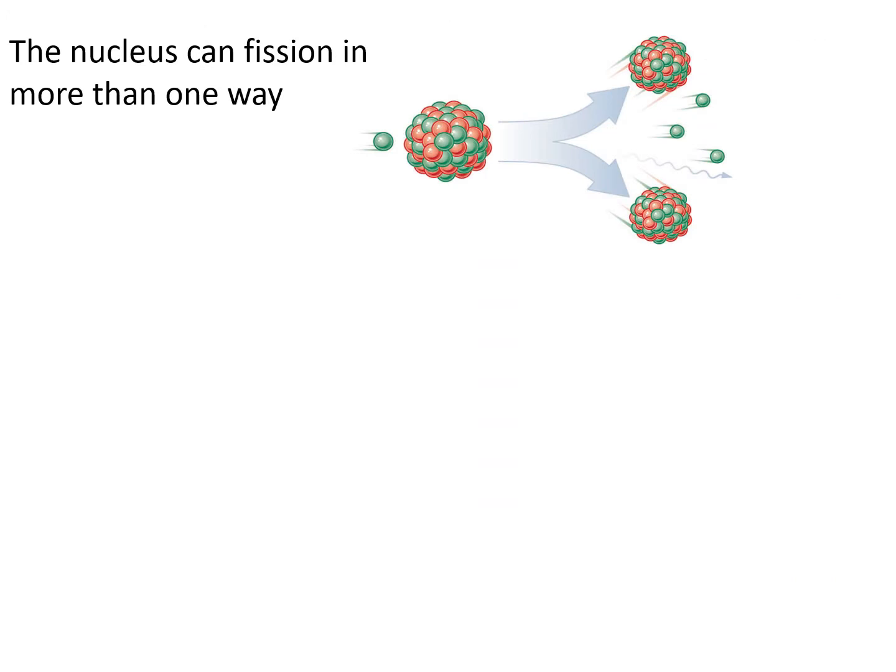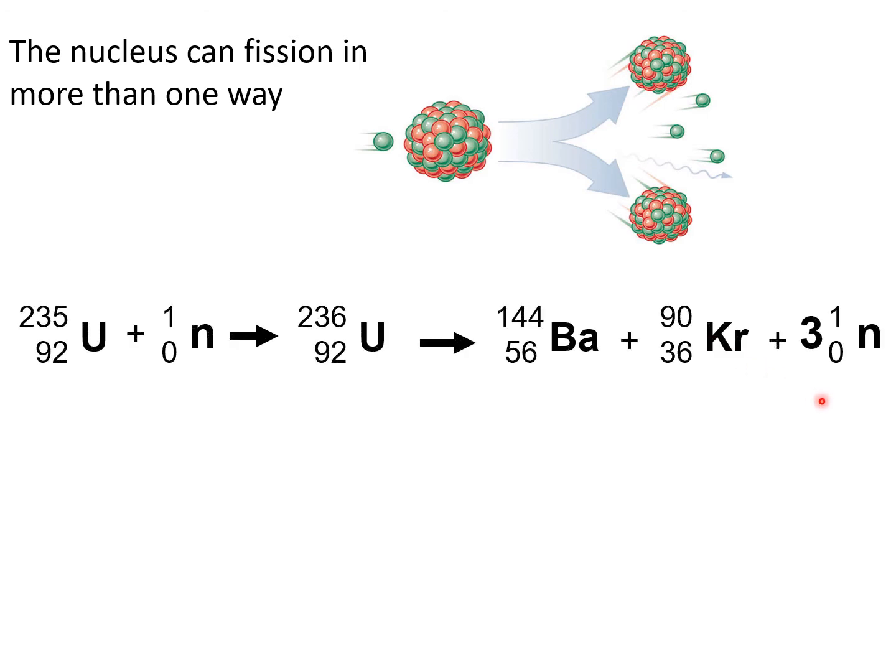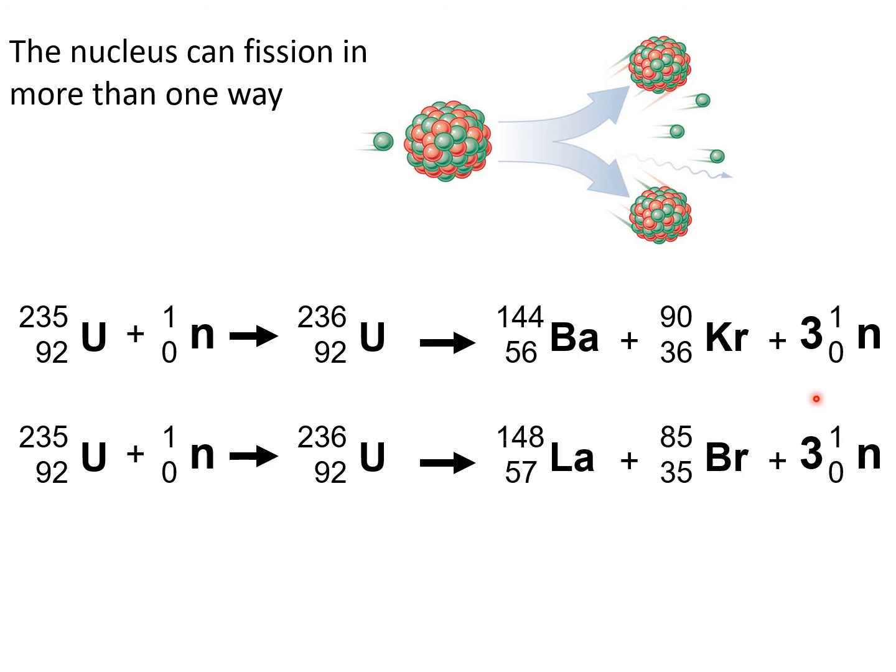Now, when a nucleus undergoes fission, the products that are made, so the resulting elements, are completely random. What we mean by that is you could have one reaction where you get barium and krypton and 3 neutrons released. You could do the exact same reaction and get lanthanum, bromine and neutron release. Notice how you have the exact same reactants, but the products are totally different. And you can't predict which products are going to be produced in a nuclear reaction.